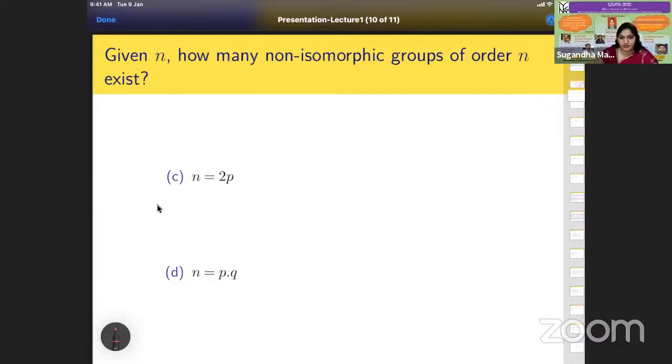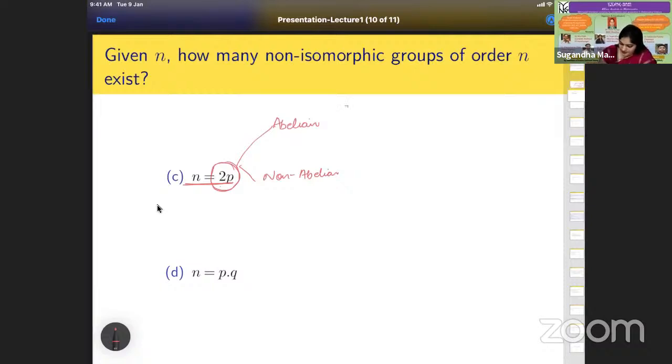That is about when the group has order n equals 2p. So we are moving from one prime to a product of primes, but we are taking very simple cases. In this case, the group can be either abelian or non-abelian, right? If it is abelian and we apply the fundamental theorem of abelian groups, what is your answer going to be? You have this order as 2p, right?